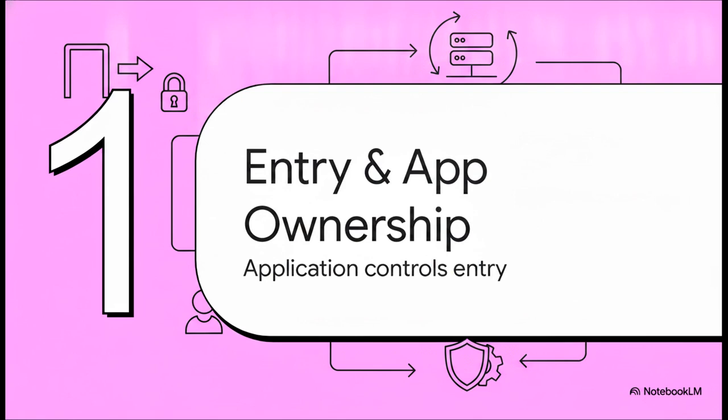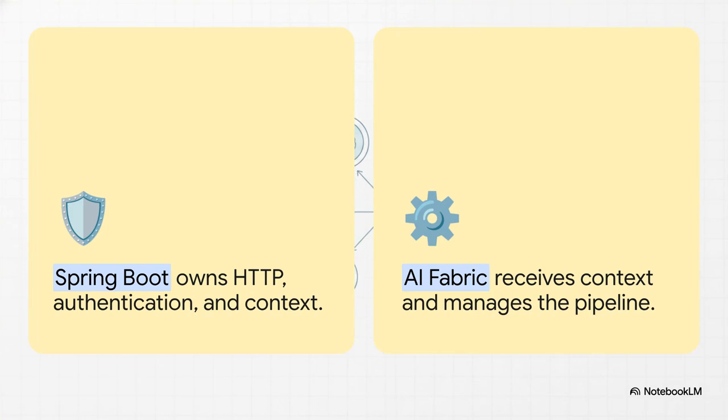All right, kicking things off with Section 1, Entry and Application Ownership. To begin, we've got to clearly define what happens before AI Fabric even touches a request. The absolute golden rule of this entire lifecycle is that an AI Fabric request doesn't just start in a vacuum. Your Spring Boot application securely owns the HTTP entry and the authentication. Your app is what resolves the user, establishes the tenant scope, and creates the authority-bearing orchestration context that AI Fabric completely relies upon. AI Fabric then receives that context to manage the pipeline. You never, ever let a browser establish trusted identity. The backend creates it, period.